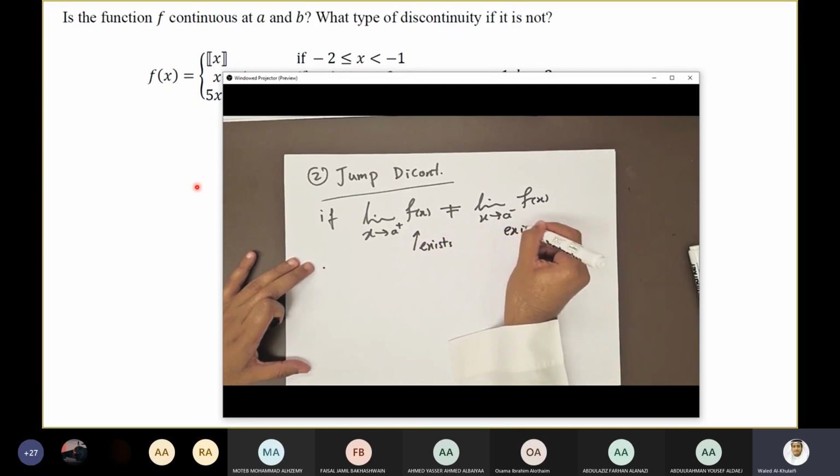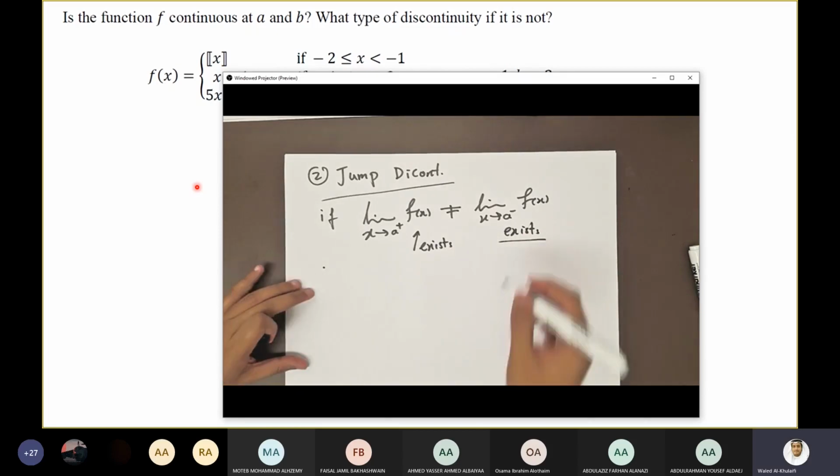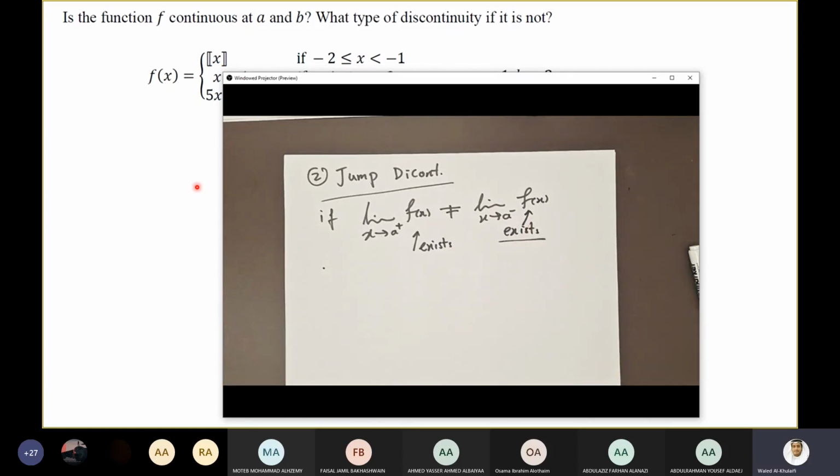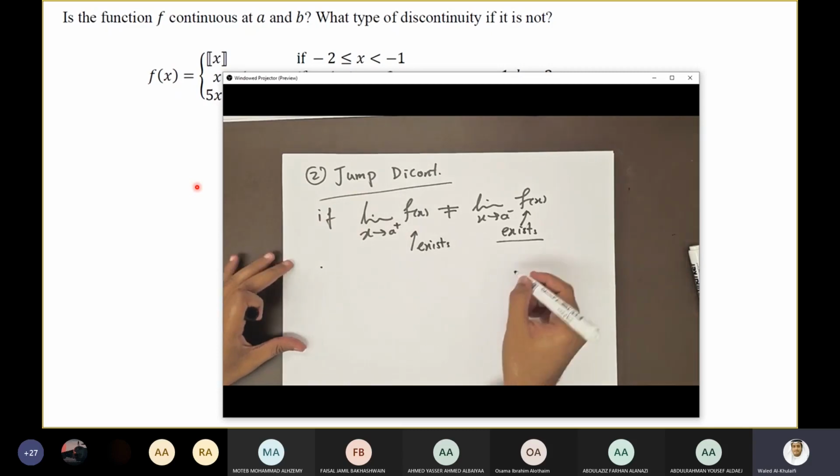each limit exists, but the values are not equal. Regardless of the function f, maybe defined, maybe not defined, I don't care. I would care about the limits left or right, so to call it jump discontinuity.